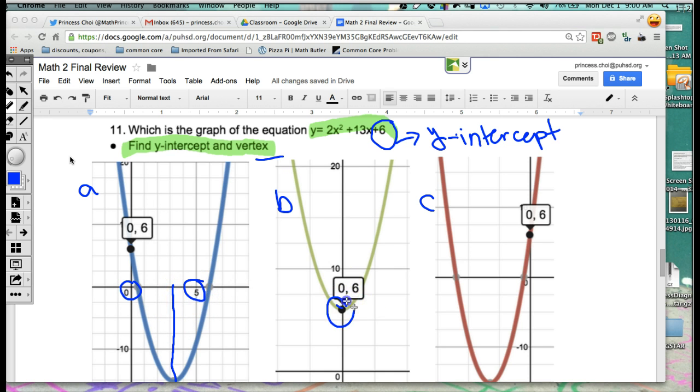Is it going to be this one right here? No, because the vertex here, it says what? 0, 6. And that's not what we're looking for. So then what do you think our answer would be? Obviously C, because here's the vertex. And you can't really tell what number this is, but you know that it's in between 0 and negative 5, right? So this is actually negative 3.25. Okay? So your answer would be C. Alright?